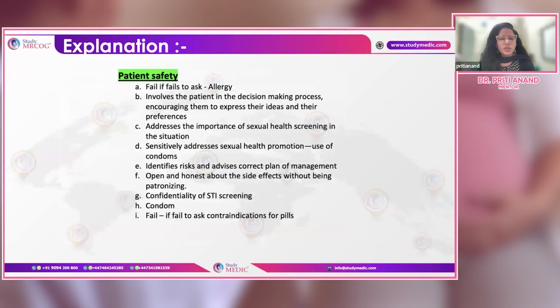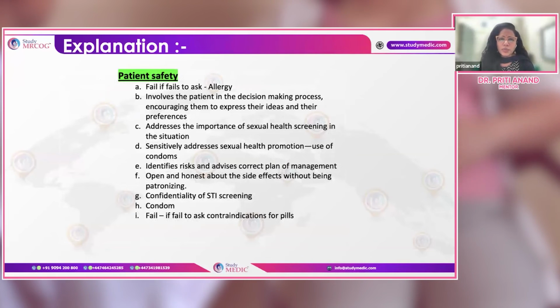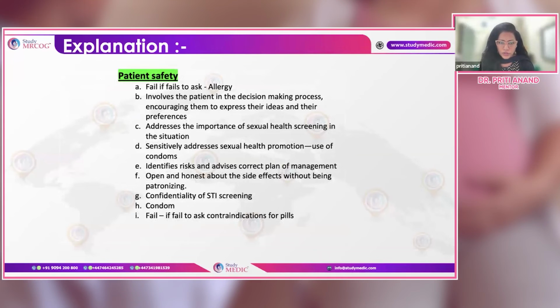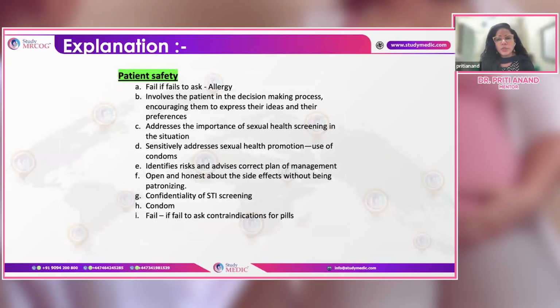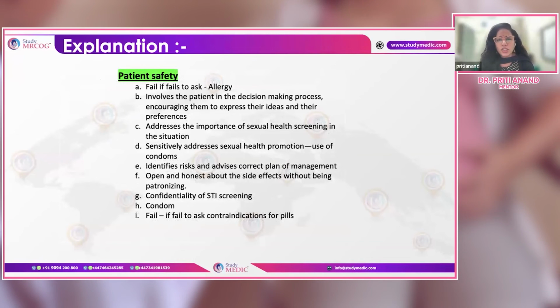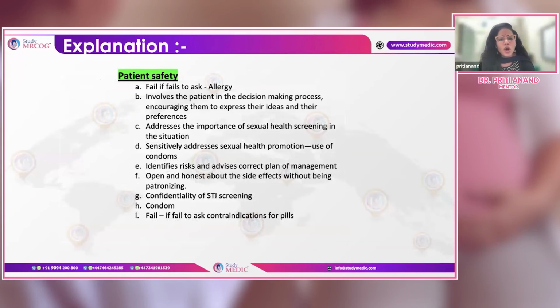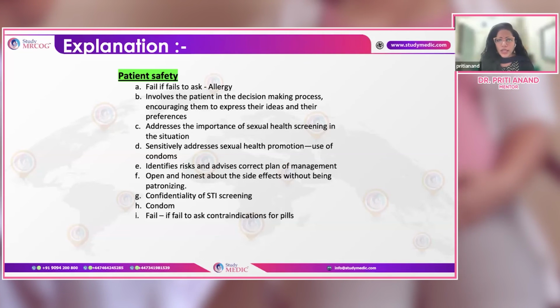What are the patient safety points? They will definitely fail you in this domain if you don't ask about allergy. Involve the patient in decision making, encourage them to express their ideas and their preferences, address the importance of sexual health screening sensitively, address sexual health promotion, use of condoms, which is very important, identify the risk and advise a correct plan of management, be open and honest about the side effects without patronizing, confidentiality about STI screening, condom use, and definitely any contraindications you have to rule out in the information gathering.